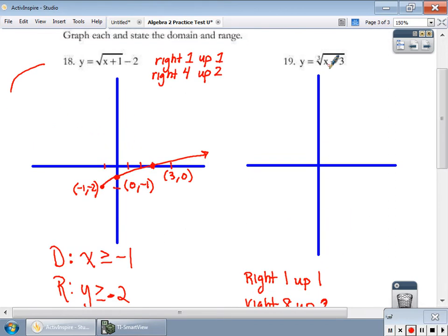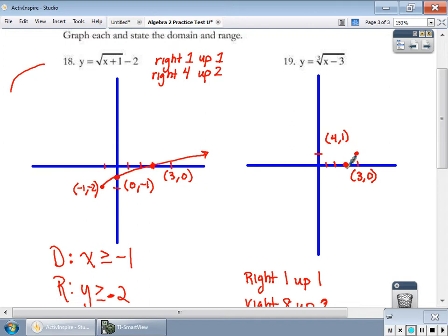So here you go. The anchor point typically starts at the origin, but because of this, we're getting shifted to the right 1, 2, 3 units. And right there, I'm going to go ahead and label that as 3, 0. Now, as I was saying, your pattern goes right 1, up 1. So right 1 unit, up 1 unit, and that's going to be right there. Since it's right 1, that point is going to be 4, 1.